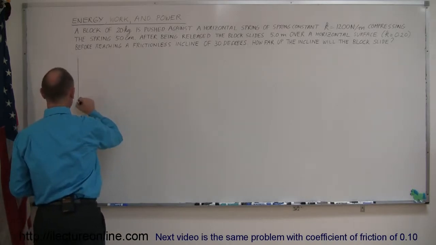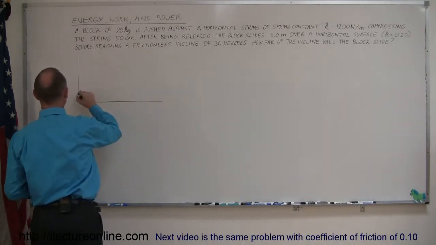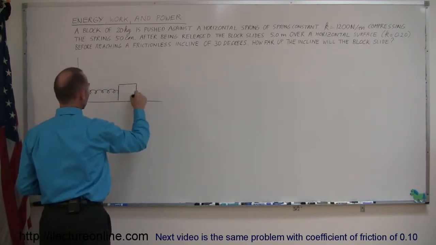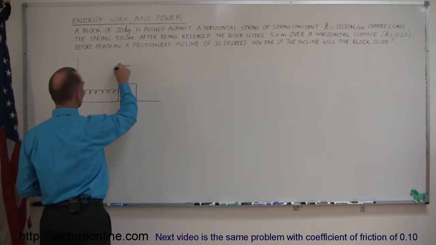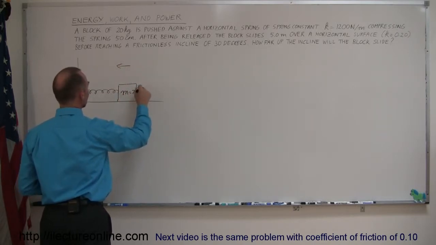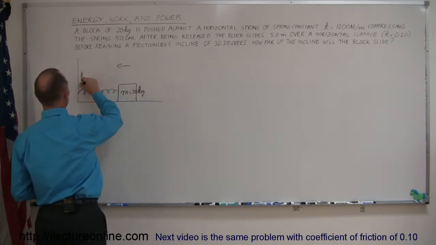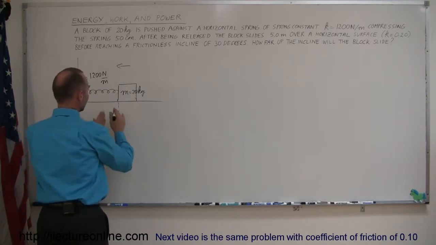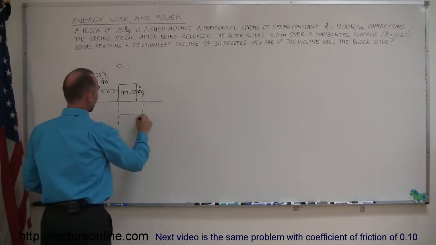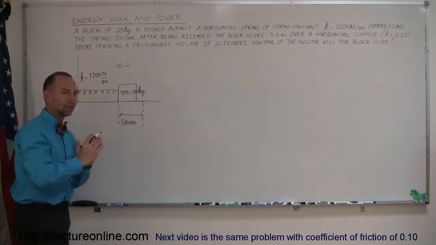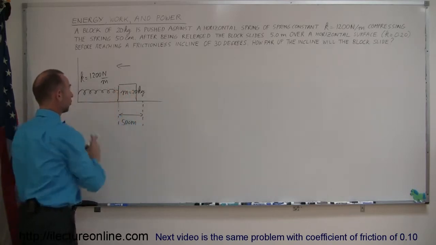So let's say we have a horizontal surface, we have a spring, we have a block that's being pushed against the spring, and the mass of the block is equal to 20 kilograms. The spring constant k is equal to 1200 newtons per meter. And let's assume that this is the compressed state of the spring, that the spring had been compressed a distance of 50 centimeters. So we have stored energy into the spring by pushing the spring together.